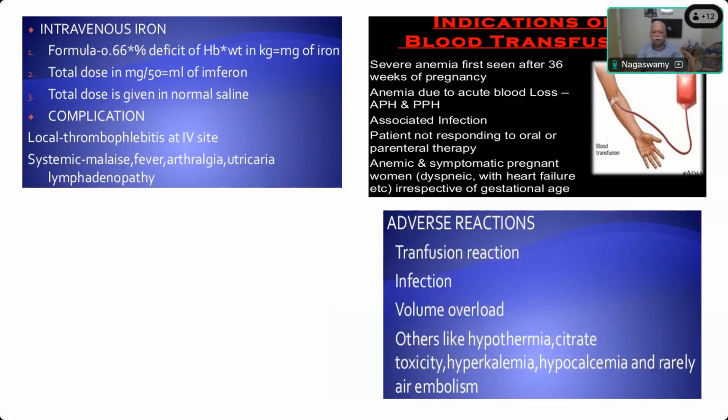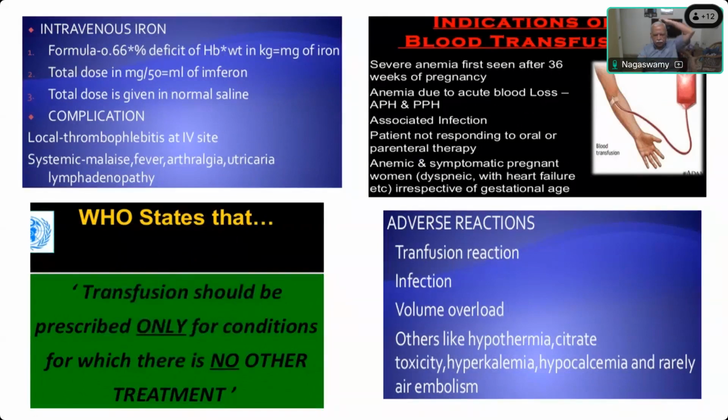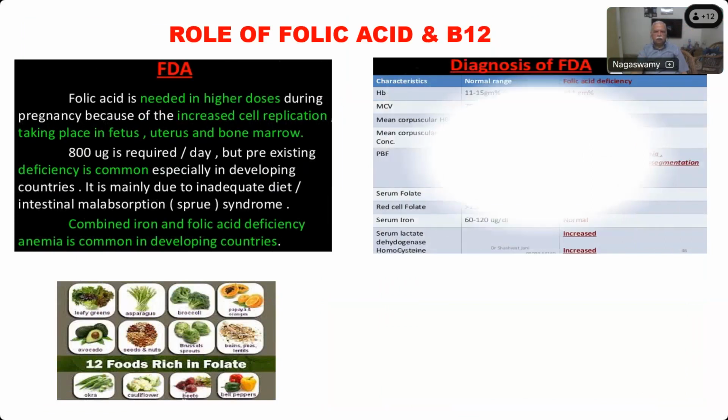So what are the adverse reactions of transfusion? It can produce transfusion reaction, volume overload, etc. And WHO states transfusion should be prescribed only for conditions where no other treatment is helpful. This guidance is suitable for all patients, not only for pregnant mothers but also for other patients who are anemic. This is the role of folic acid and vitamin B12.